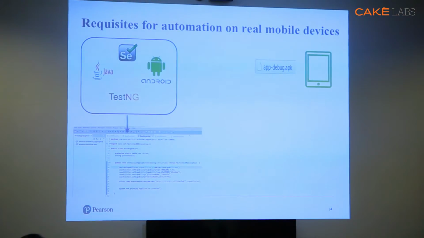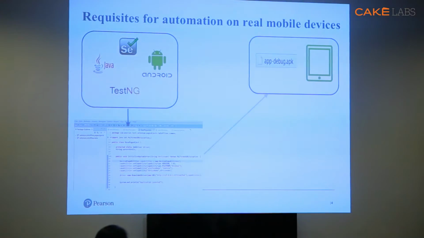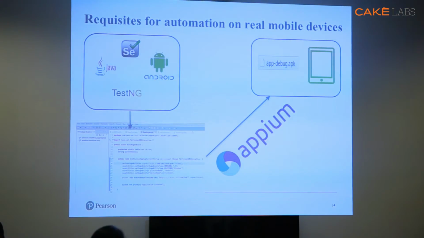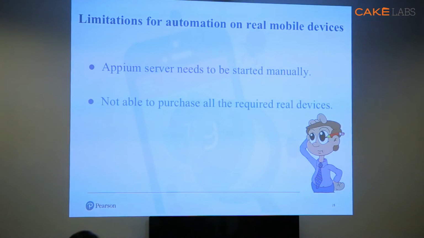Now, how are my automation code and mobile device connected together? That part is done using a server called Appium. This is a free server, and we can automate our mobile application with almost all the languages. Now, when we execute mobile automation on real mobile devices like this, we come across certain issues. The first one is that the Appium server needs to be installed on your computer, and we have to start it manually before each and every test execution. And then, if we have a huge list of mobile devices to test our application on, we won't be able to purchase all these mobile devices.